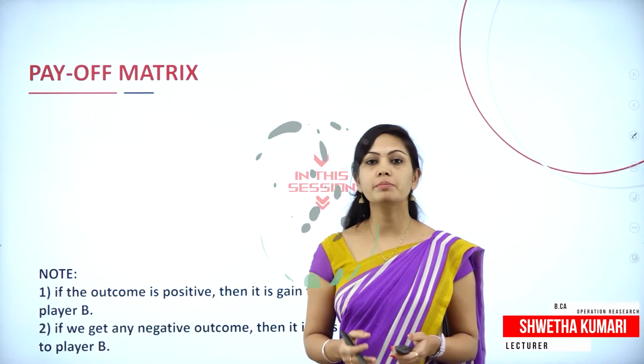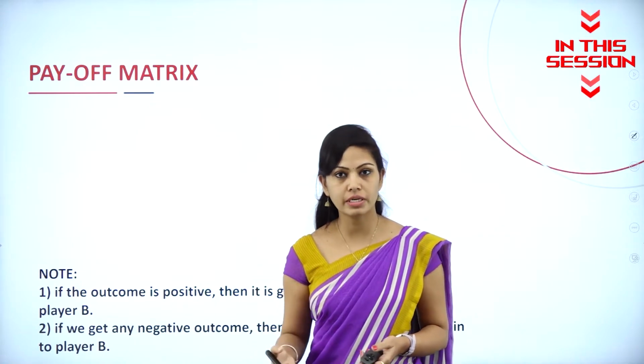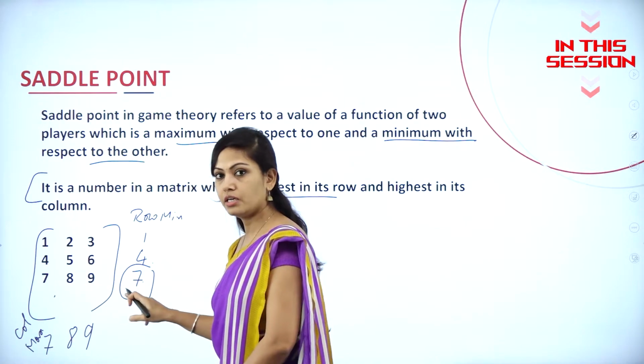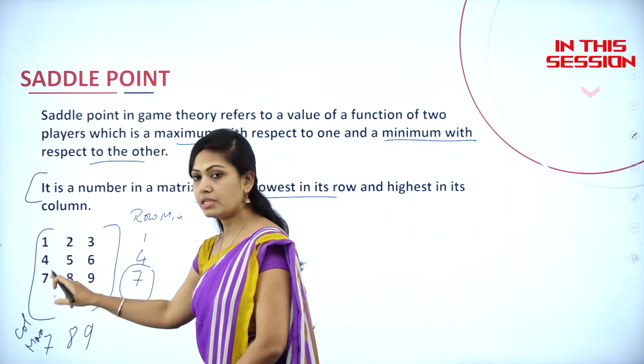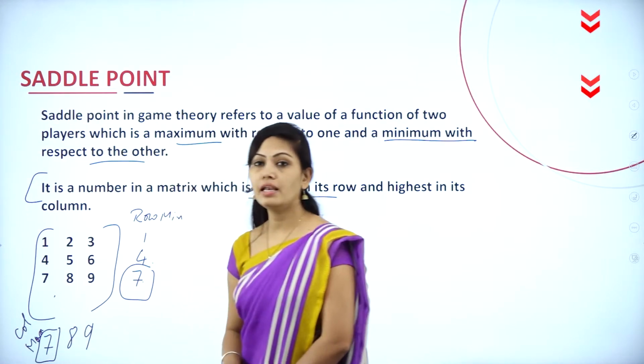Problem, you can represent it by using matrix method. Example, 2 cross 3 matrix, 3 cross 3 matrix or 3 cross 2 matrix. 7 is the lowest value in the third row and the 7 is the highest value in the first column. So it has a saddle point.